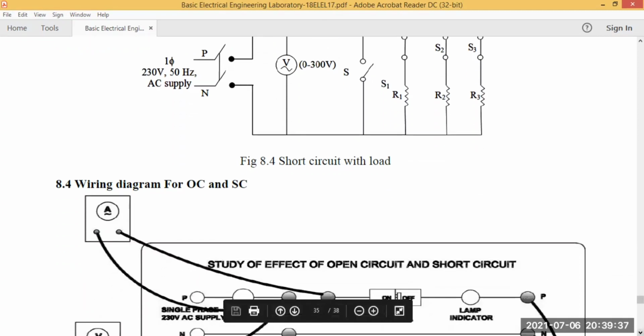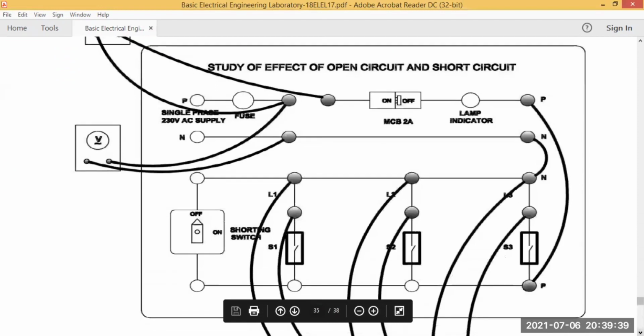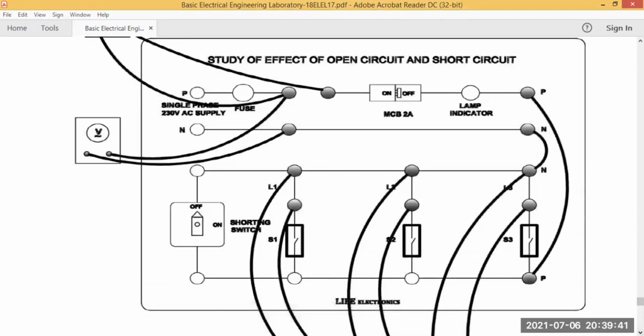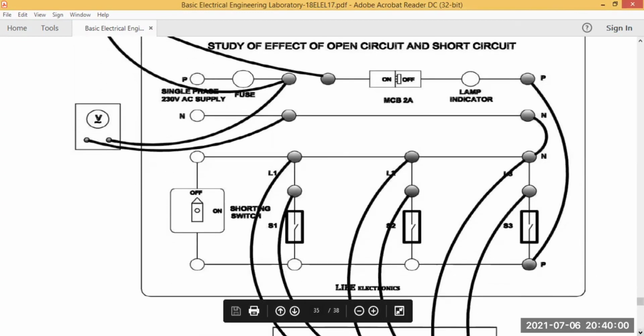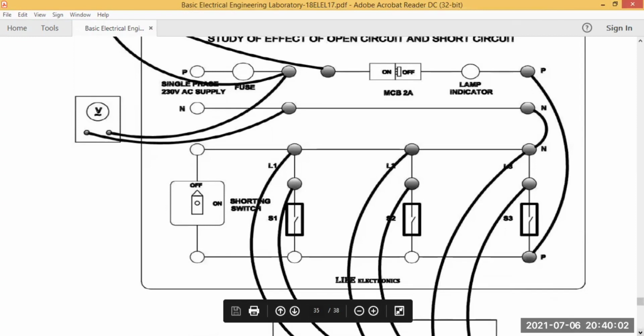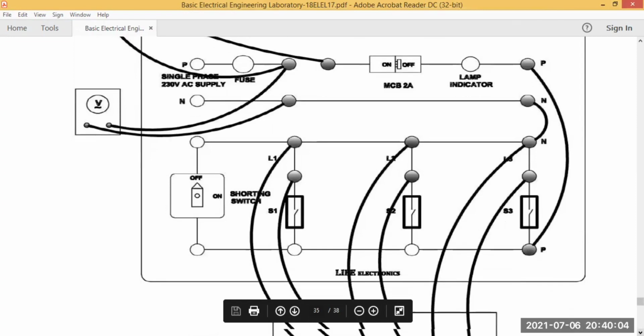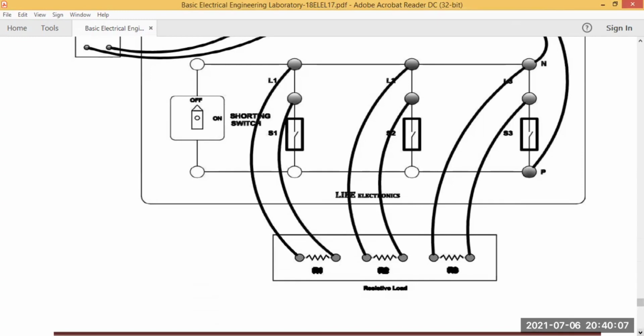And here there is a wiring diagram for the OC and SC test. This is the circuit, and here there is a phase and neutral. It is connected to the supply, and we can connect the ammeter in series with the lamp indicator, and a voltmeter is connected across the phase and neutral. Here we can see L1, L2 and L3 connected. This is the short circuit switch. It is connected to the resistive load. So this is all a very simple circuit.